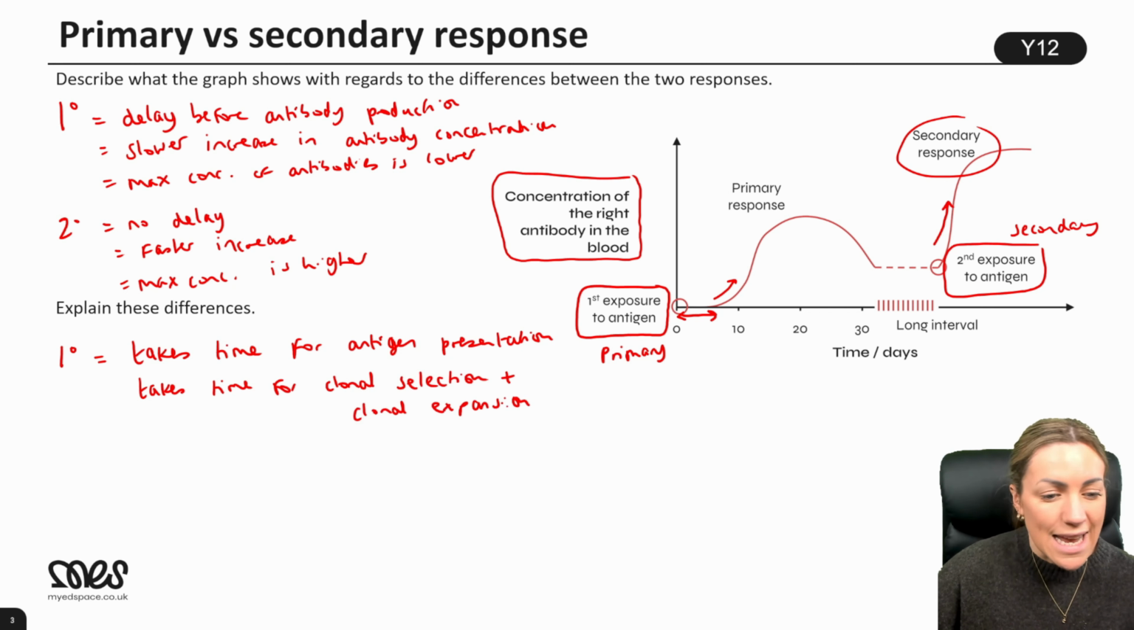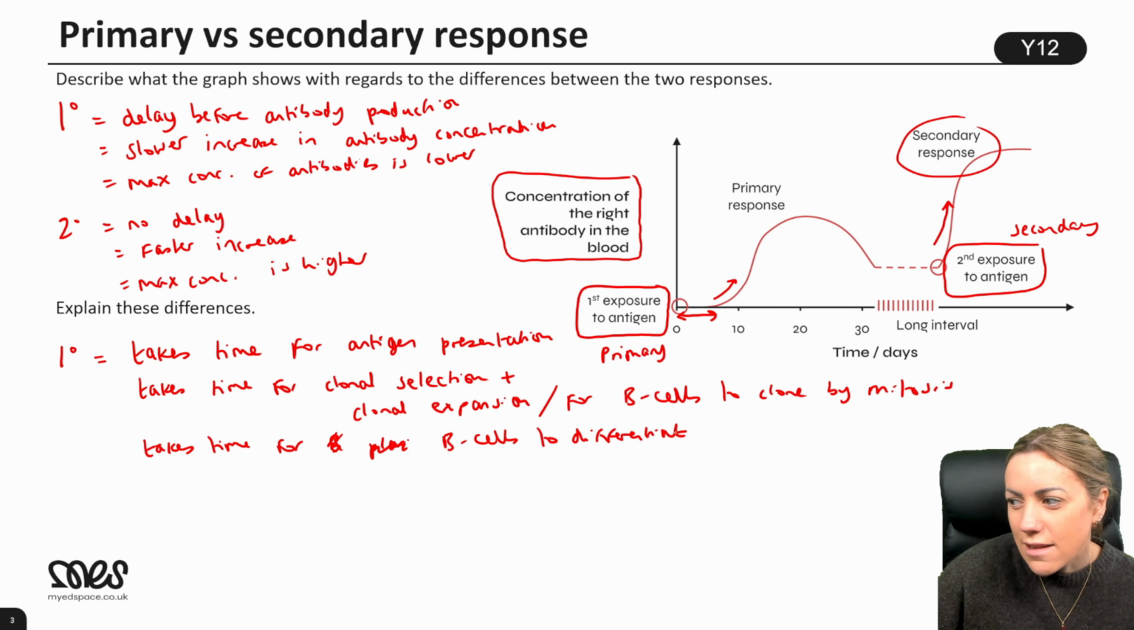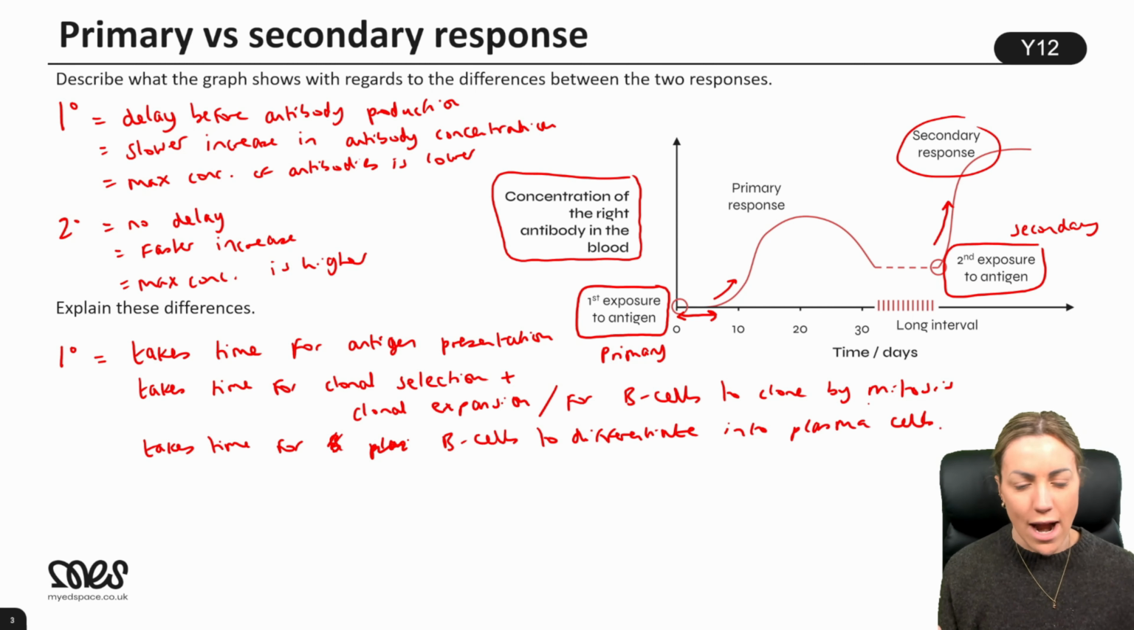Or you could just say, if you're not using those terms, it takes time for example, B cells to clone by mitosis. And it then takes time for B cells to differentiate into plasma cells. So it's like the whole story has to start from scratch, right?